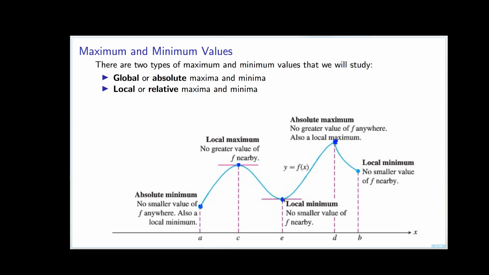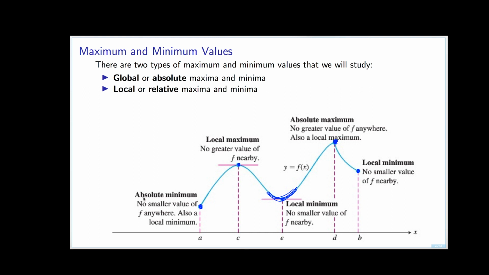Similarly, local min means there's no smaller value of f nearby, or in an interval containing this x value x equals e, there's no smaller value nearby, but there is, of course, an overall smaller value over at this absolute min. We have another local min over here at x equals b. Again, it's not an absolute min because there's a smaller value over here at x equals a.